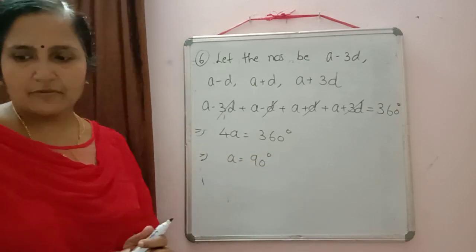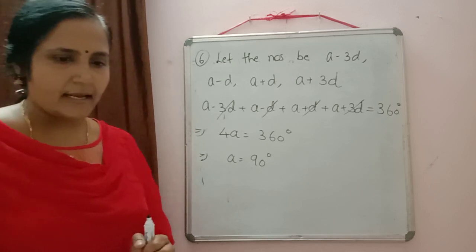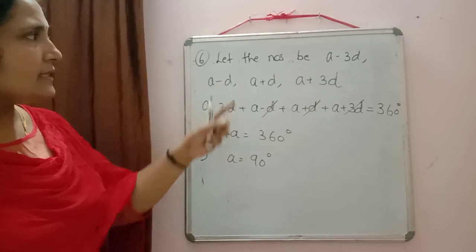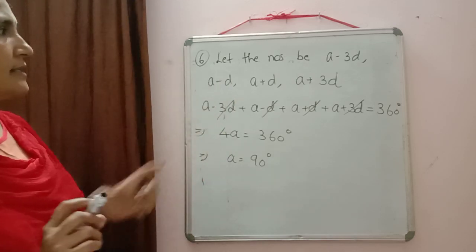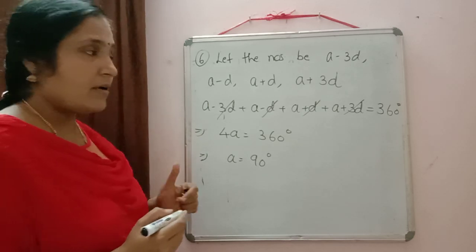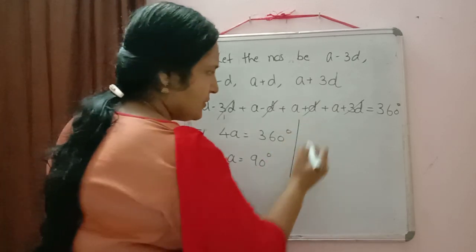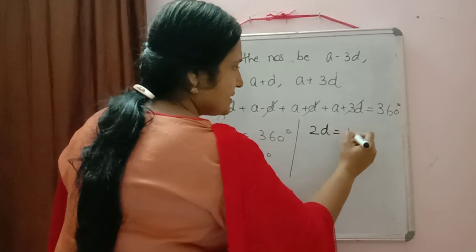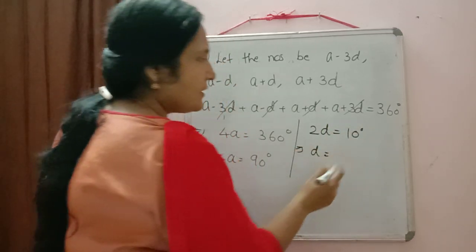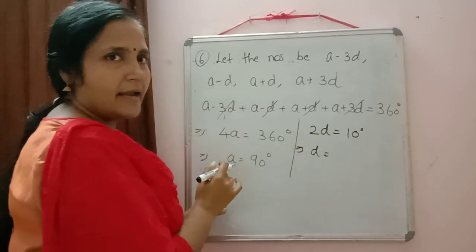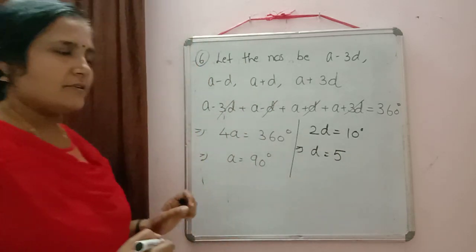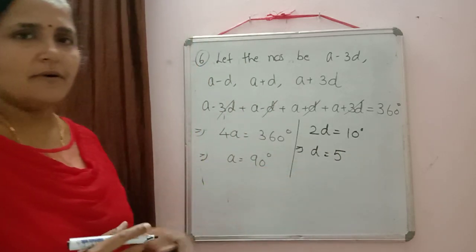So we got the value of A. And then it is written that the common difference is 10 degree. What we wrote in this case, when we are writing the numbers in this way, the common difference was D. No, the common difference was 2D. So it is given 2D is equal to 10 degree. Then what we will get? D is equal to 10 divided by 2. So 10 divided by 2 will be equal to 5. So we have got D is equal to 5.